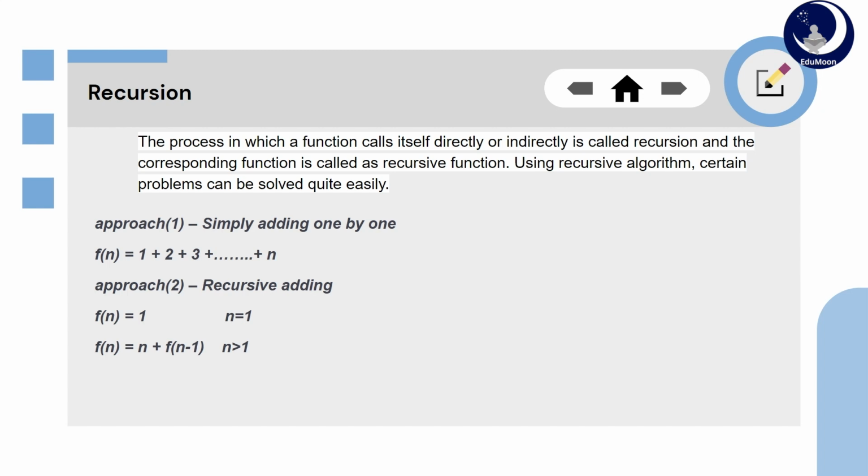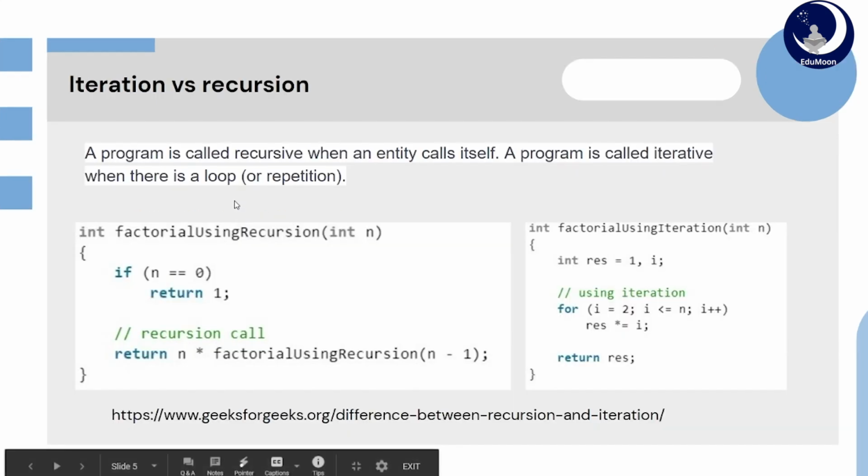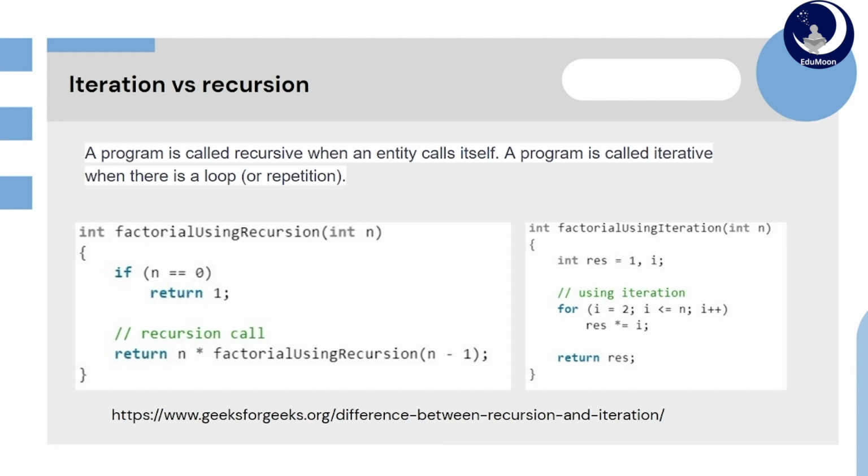There is a simple difference between approach 1 and approach 2: in approach 2 the function itself is being called inside the function. So the phenomenon is named recursion, and the function containing recursion is also called a recursive function. Iteration versus recursion: a program is called recursive when there is a function that calls itself, and a program is called iterative when there is a loop or repetition.